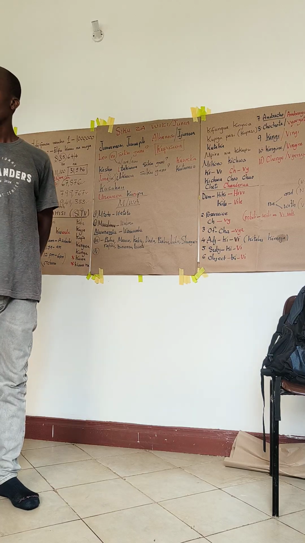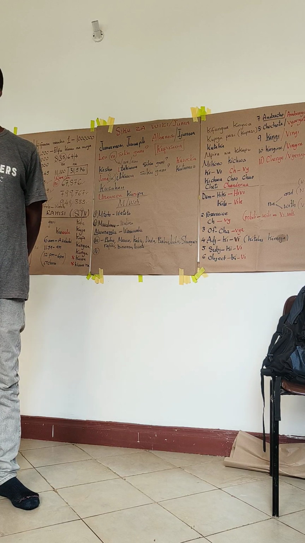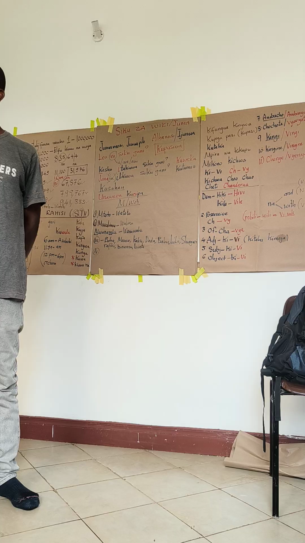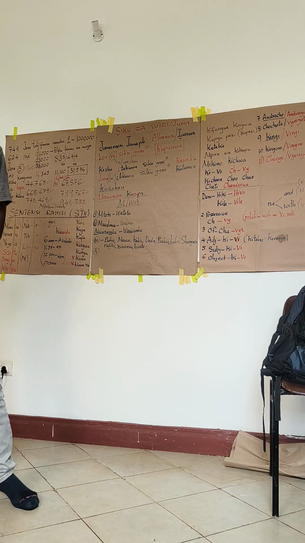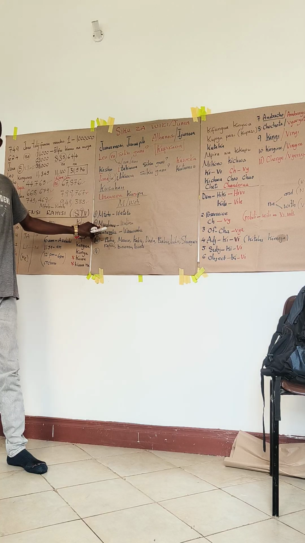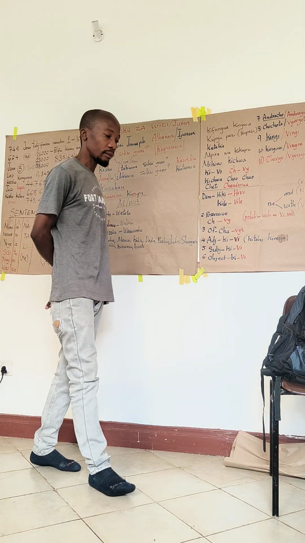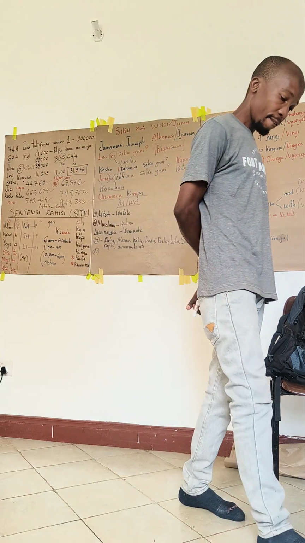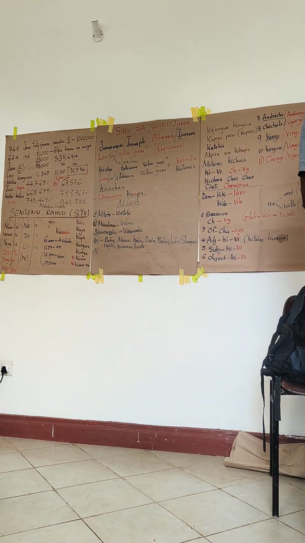What is the professional name for scientist? Wanasayansi. Yes. So it's following the second category from here. If it's singular, it's mwana sayansi. Mwana. You guys are scientists, is it?